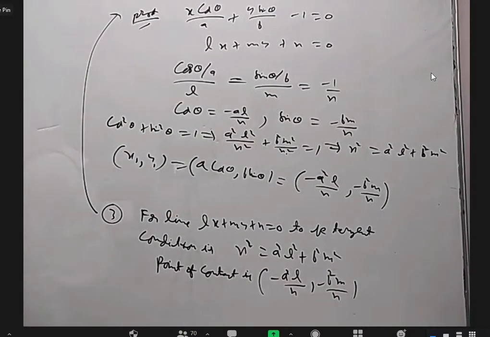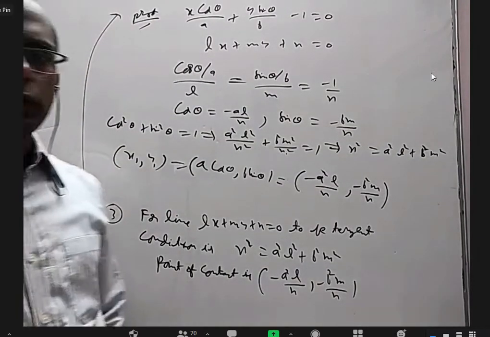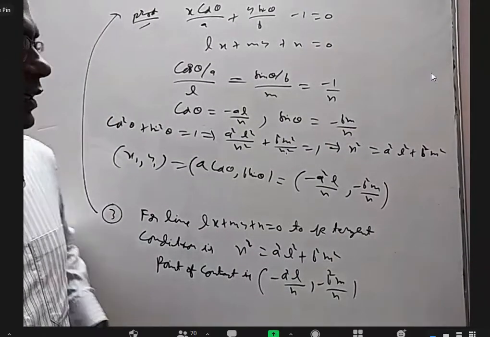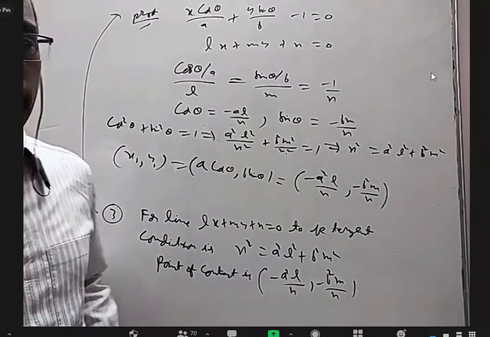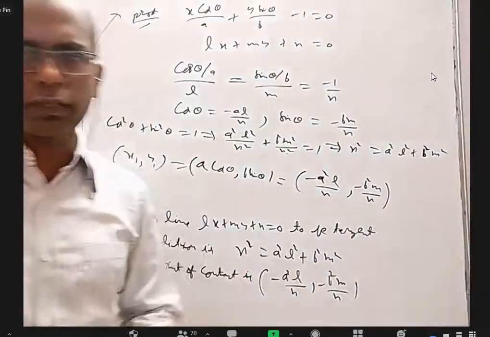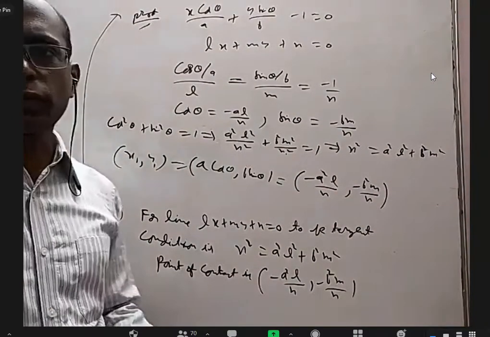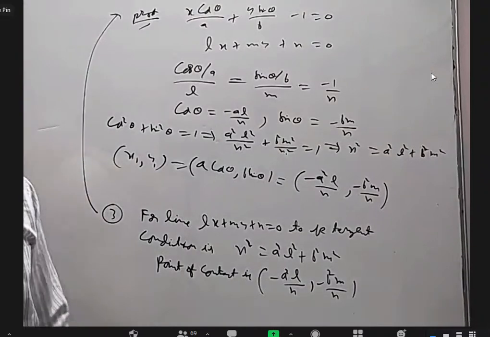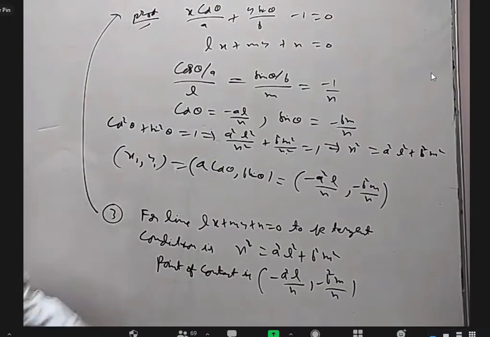By the way, we have a similar formula in the circle. If you take Lx plus My plus N equal to 0 touching the circle x square plus y square equal to r square, we had a formula, minus r square L by n, minus r square M by n, as the point of contact. But in circle it is not so important to remember because you can simplify and put the center on that line, you will get the point of contact. But in ellipse it is not like that, you have to remember formulas.